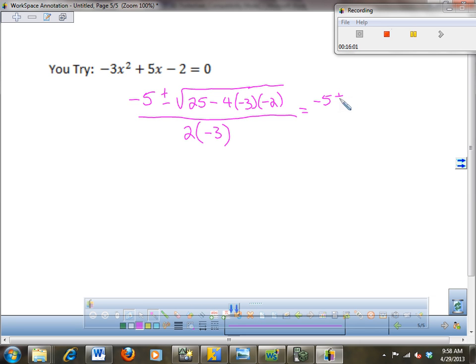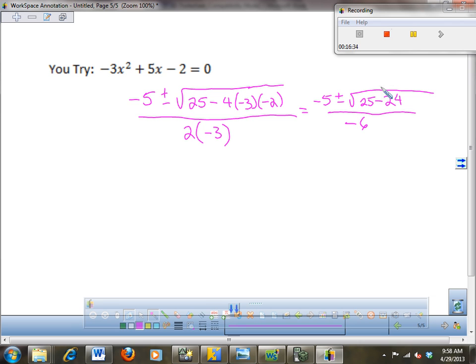Minus 5 plus or minus the square root of 25. Minus times a minus makes a plus, times a minus again makes a what? Am I going to get a negative answer or a positive answer? Negative, right? Because it's a minus times a minus makes a plus times another minus. So just multiply all those together. 4 times 3 is 12 times 2 makes 24 over negative 6. And this is equal to 1.